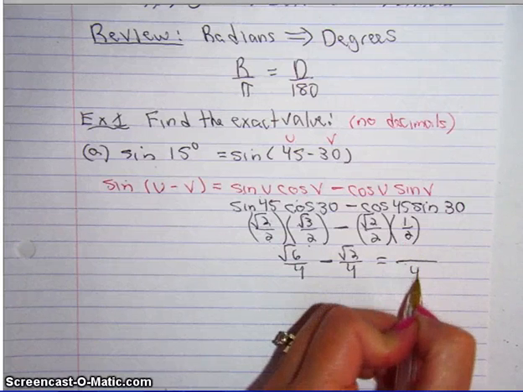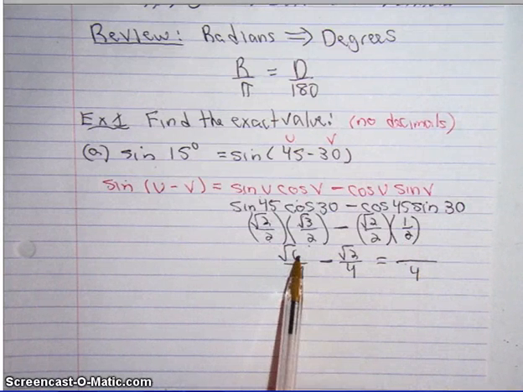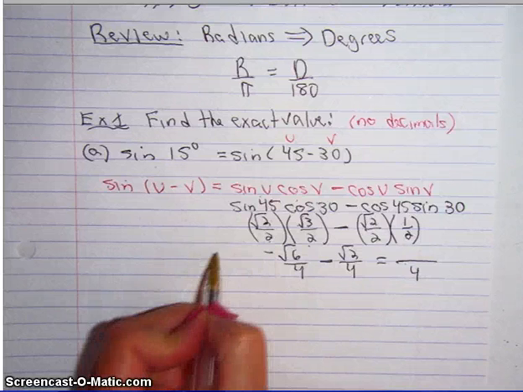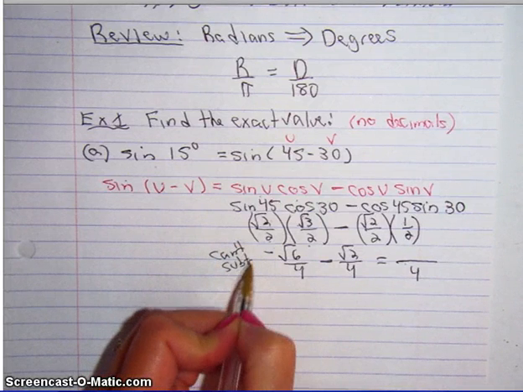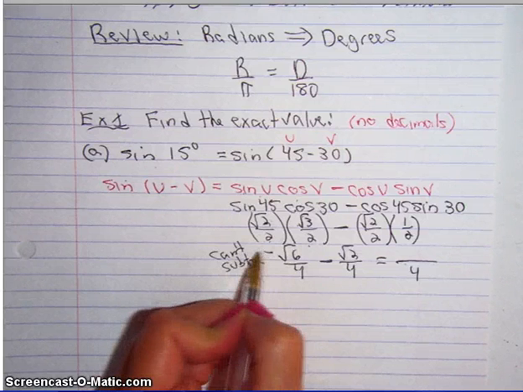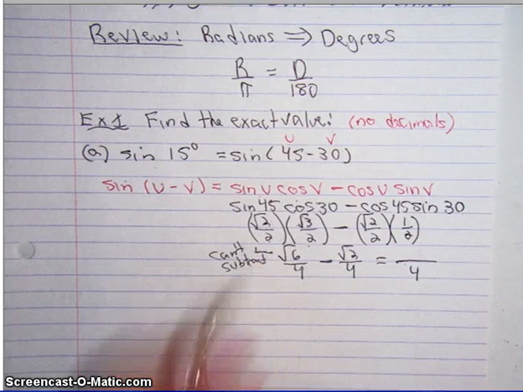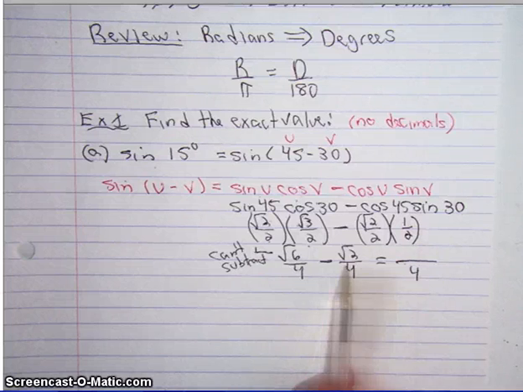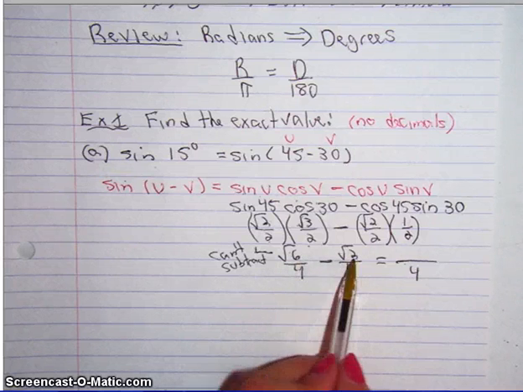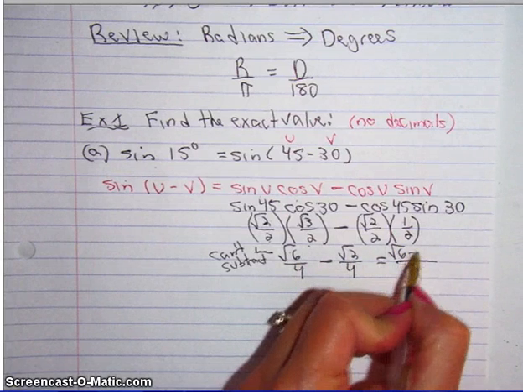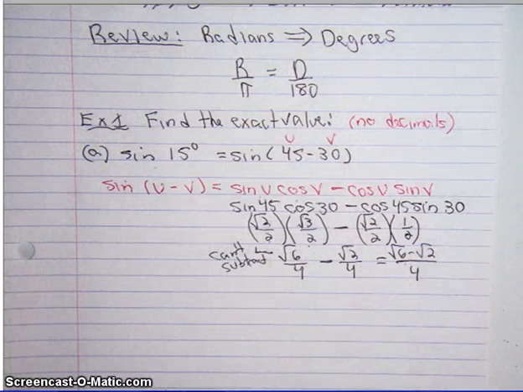So 4 goes on the bottom. Now, very important. Can't subtract. So root 6 minus root 2, guys, is not root 4. Those are not like radicals. Like radicals have to have the same numbers underneath the radical. So it's just root 6 minus root 2 all over 4.